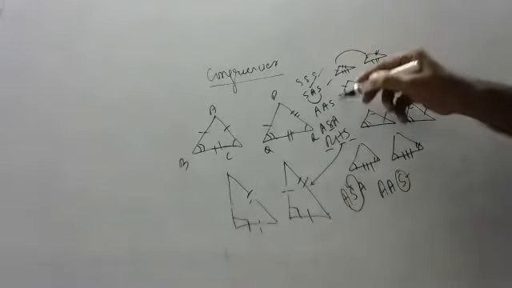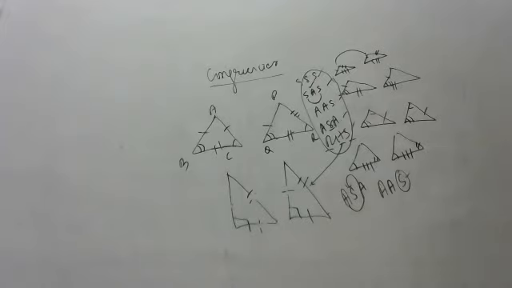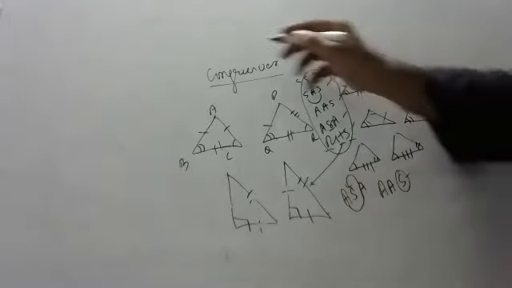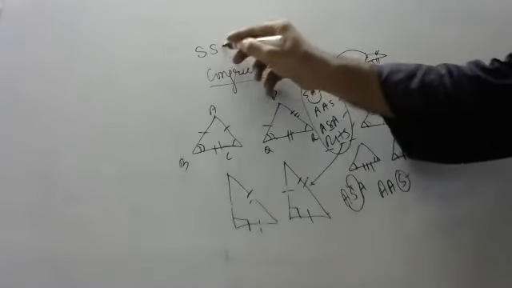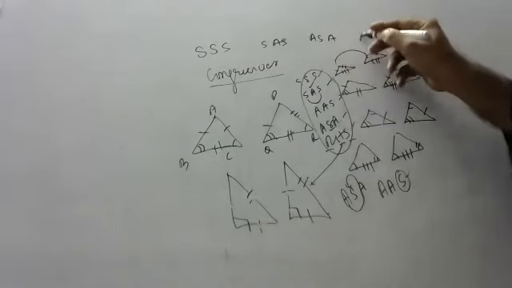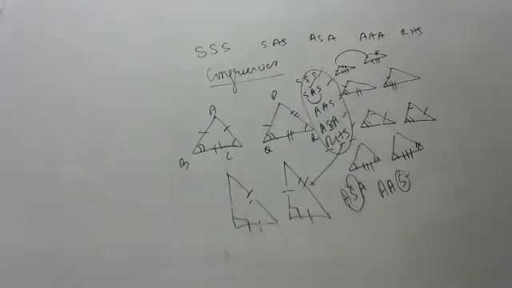So 1, 2, 3, 4, 5. For these five theorems, derivations will also be there, children. Whenever time permits, I will tell you, because in 9th class no one will ask these derivations. If you want, I will tell later. But for the conditions, remember: first SSS, second SAS, third ASA, fourth AAS, fifth RHS. These are the congruences we are going to study in 9th class.